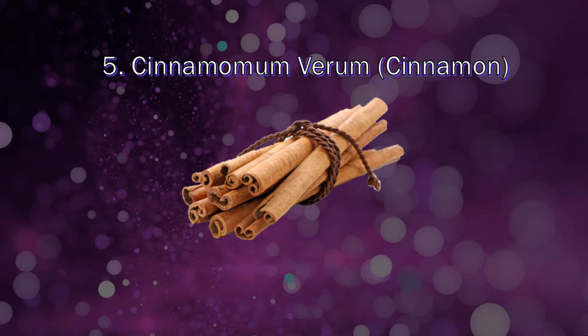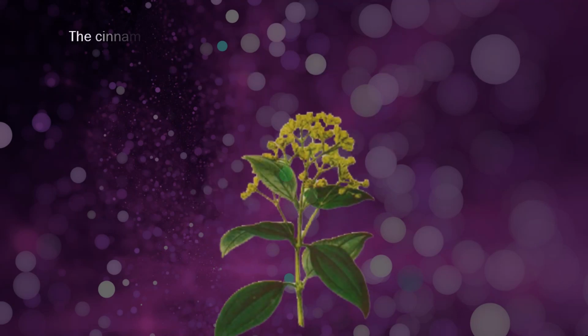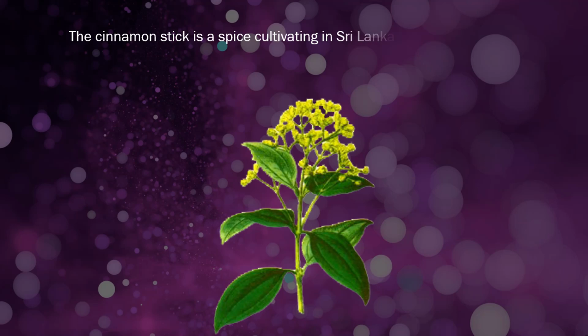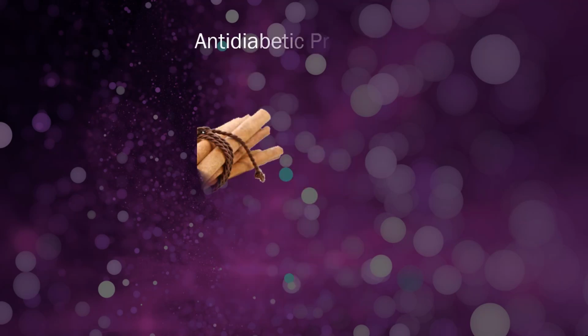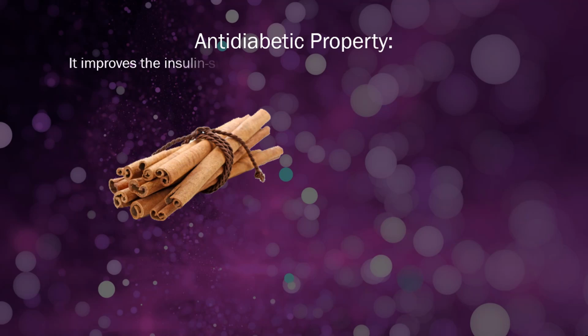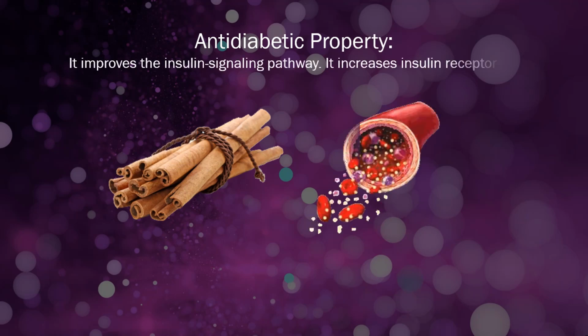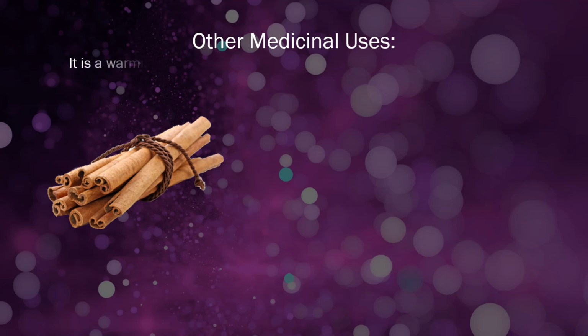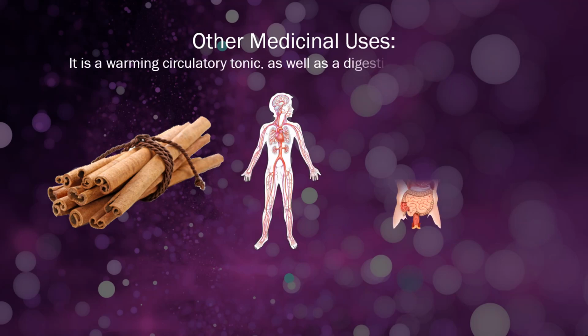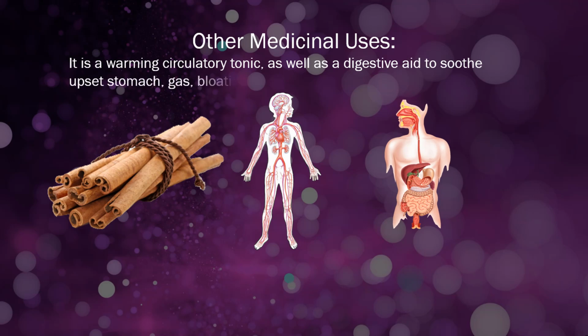5. Cinnamomum verum, cinnamon. The cinnamon stick is a spice cultivated in Sri Lanka, Brazil, the Caribbean, India, Indonesia, Vietnam, China and Burma. Traditionally used for blood sugar and cholesterol management. Anti-diabetic property: it improves the insulin signaling pathway. It increases insulin receptors, which improves insulin sensitivity and glucose entry into the cells. Other medicinal uses: it is a warming circulatory tonic as well as a digestive aid to soothe upset stomach, gas, bloating and occasional indigestion.